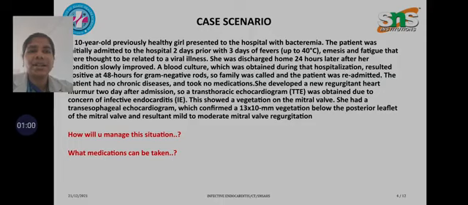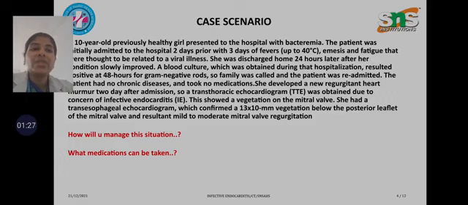And here is the case scenario of infective endocarditis. A 10-year-old previously healthy girl presented to the hospital with bacteremia. The patient was initially admitted to the hospital 2 days prior with 3 days of fever, up to 40 degrees Celsius, emesis and fatigue that were thought to be related to a viral illness, and she was discharged home 24 hours later after her condition slowly improved.